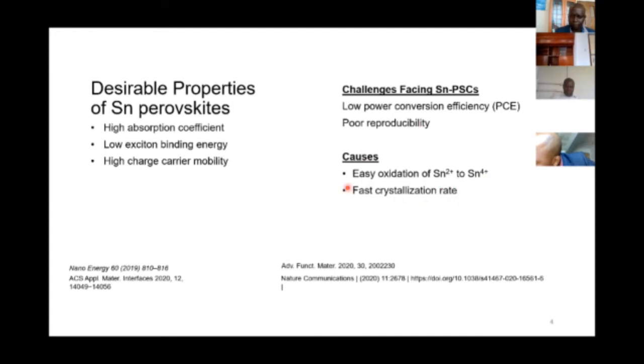This fast crystallization means that when you are depositing this material, the chances of it completely covering the substrate are very minimal. Therefore, a number of things have to be done to improve this so that we can have higher efficiency and reproducibility can be made easier. The main reason for poor reproducibility is this one here. One thing about research on tin perovskite is that it is not very easy to control these conditions to match the conditions of other groups or other researchers.